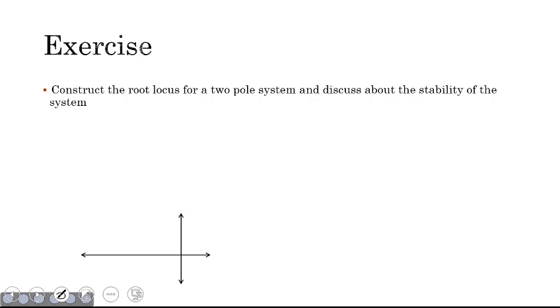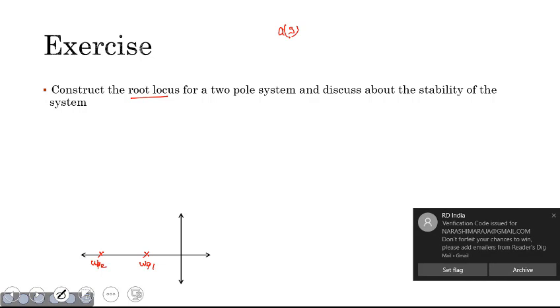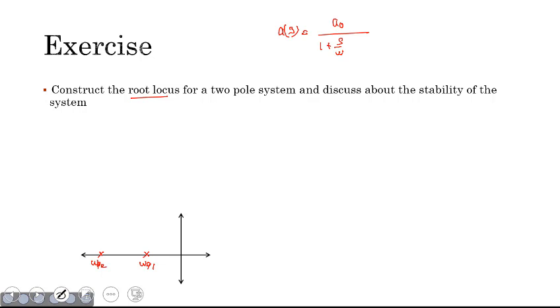So I'm just going to use our root locus method to talk about the stability of the system. Let us assume that we had two poles. One is omega p2, which is at much higher frequency, and we also had one more pole at omega p1. So there are two poles in the open loop system, with terms 1 plus s by omega p1 and a second pole at omega p2, and this is what we have, right?